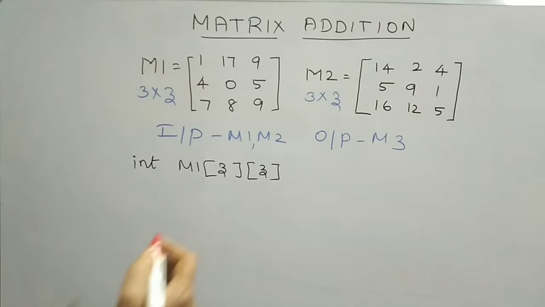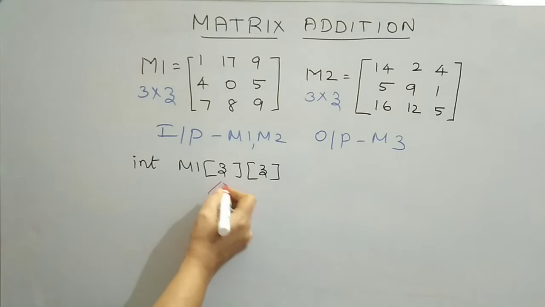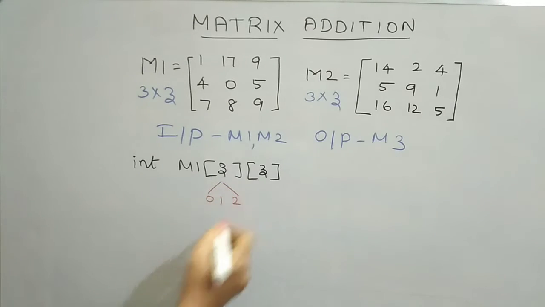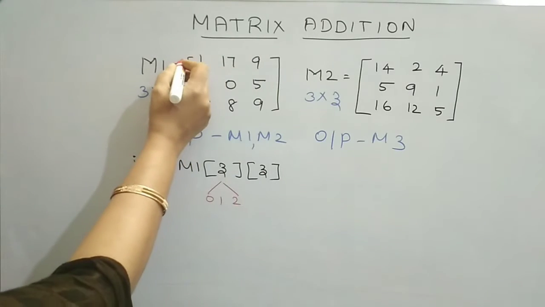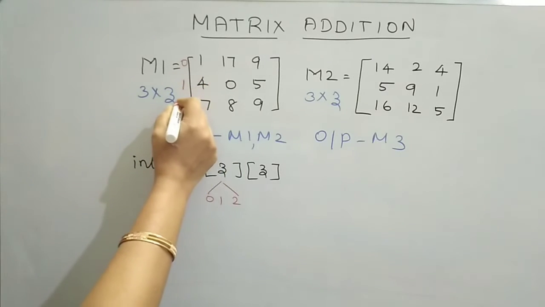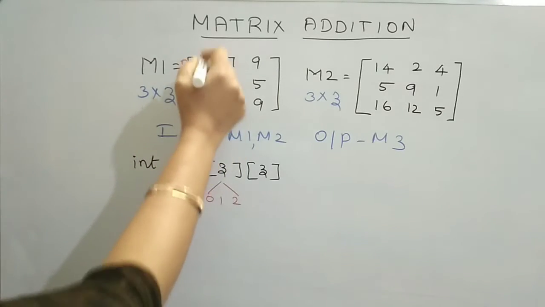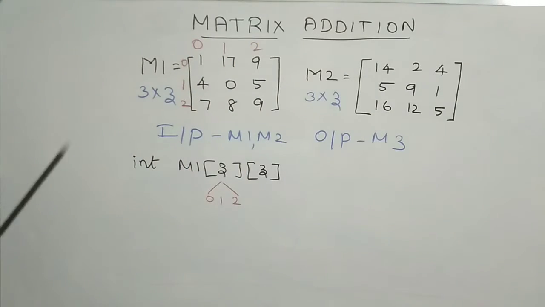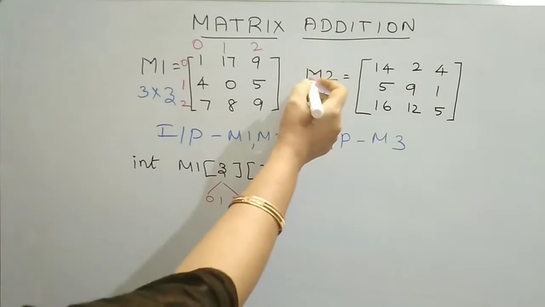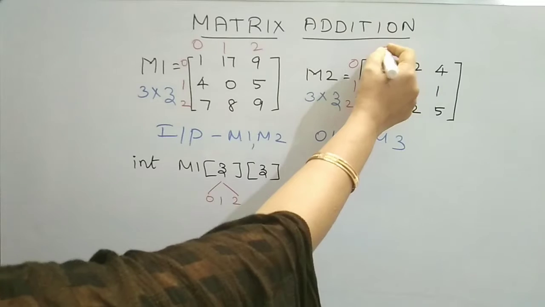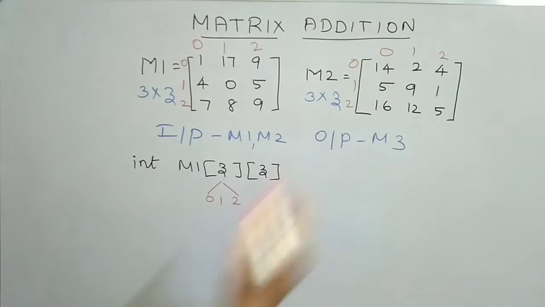The index position varies in the range of 0 to 2, that is 0, 1 and 2. How to mark the index position? The index position of the first row is 0, the second row is 1 and the third row is 2. In the same way, the index positions of columns are 0, 1 and 2. Likewise, the index positions of matrix M2 are 0, 1, 2 and 0, 1, 2.